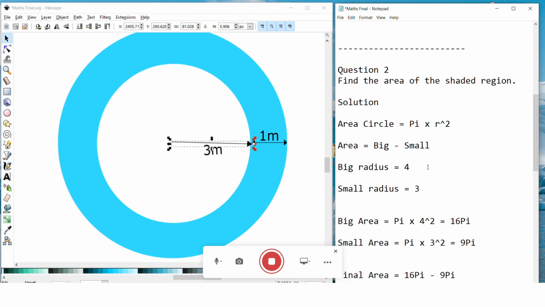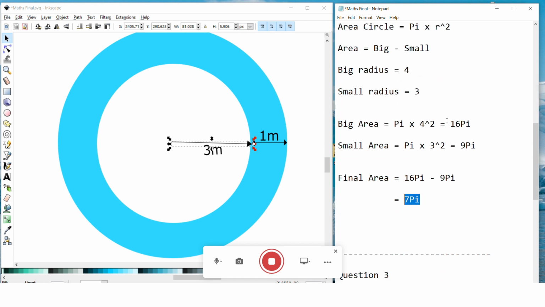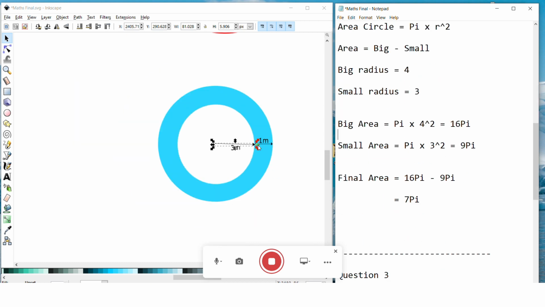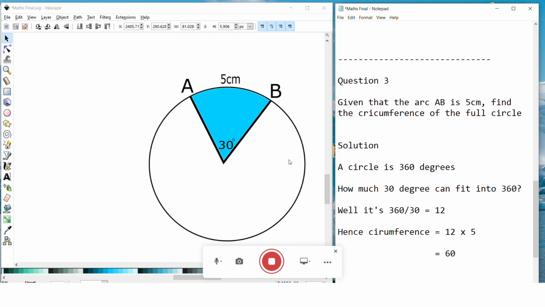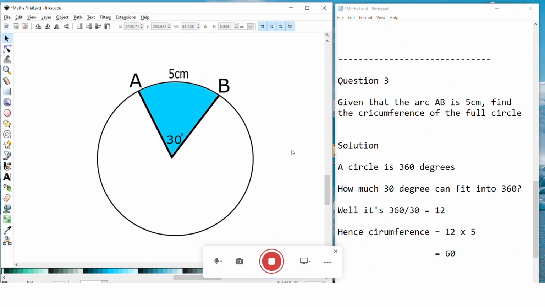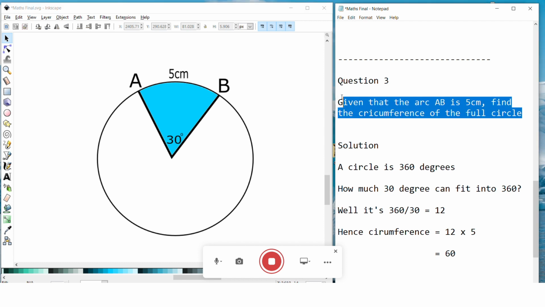Okay? So that was question 2. So let's see what other multiple choice question was giving the students problems. This one here I found was super easy. What the examiner did, they gave you a circle. And the blue section, well, I made it blue, but in the exam it's going to be black and white. And the angle of this sector was 30 degrees, and the length of the arc only from A to B, the curved part, was 5 centimeters. So this was the question here.